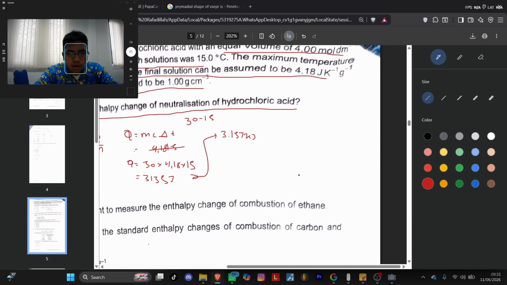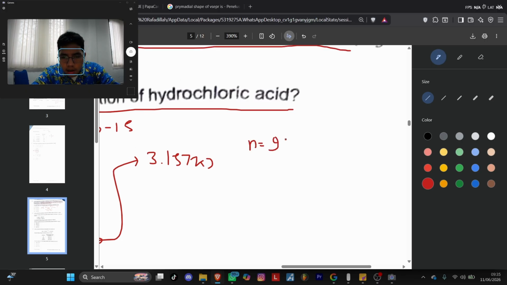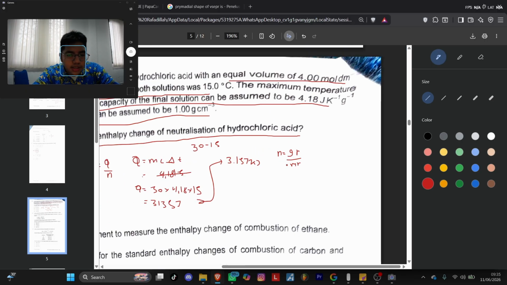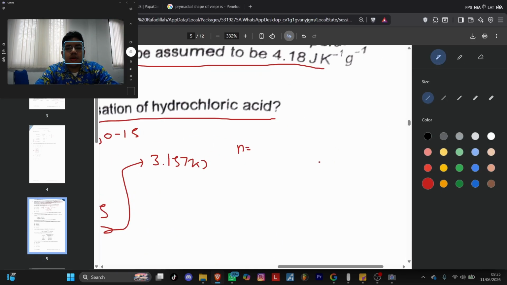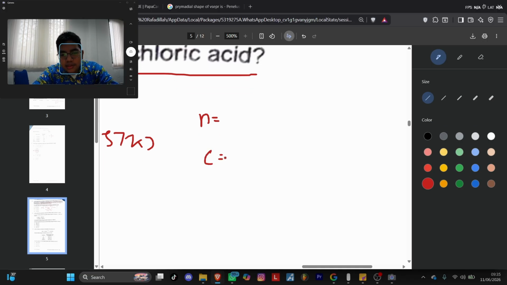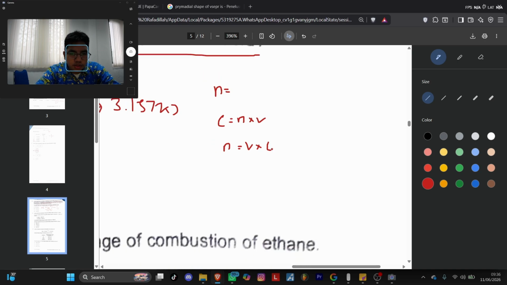So how do we find the mole? Like other times, we use n equals to gram per Mr, or molarity. Or we can use another type, where C equals to n over V. Now we can search the mole using n equals to volume times concentration.